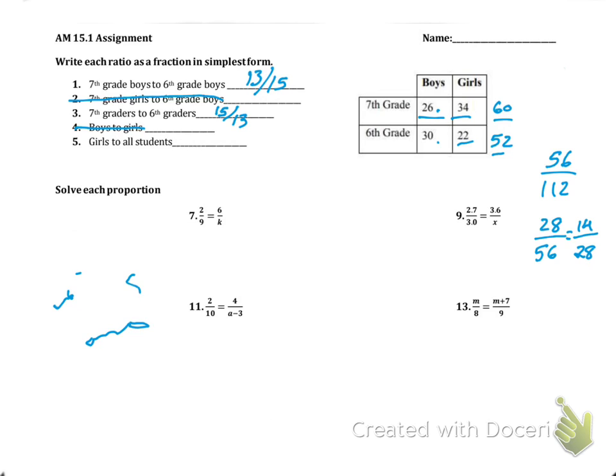I'm kind of noticing a pattern. Will a 7 go into both of these? Yeah, 7 will go into 14 twice, and 7 will go into 28 four times. And I can still reduce. How many times does 2 go into 2? 1. How many times does 2 go into 4? 2. So the ratio of girls to all students is 1/2.